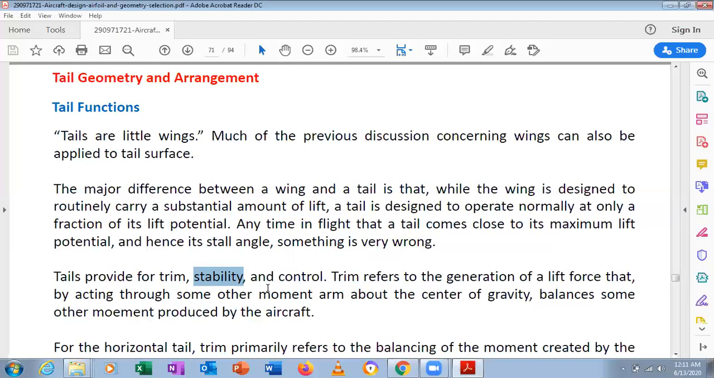And also control. Control means the aircraft should be controllable. For example, with the control surfaces, the elevator will control the pitch, the rudder will control the yawing moment of the aircraft, and the ailerons control the roll of the aircraft.